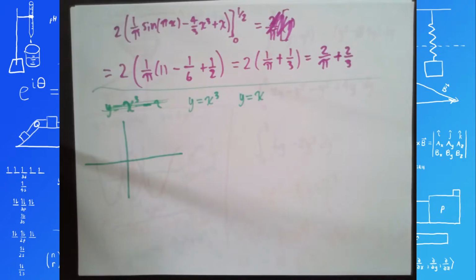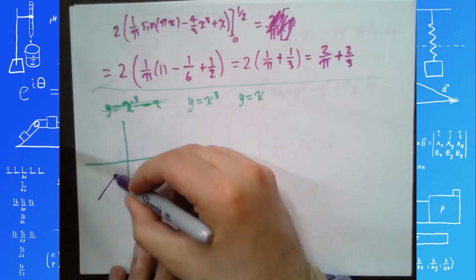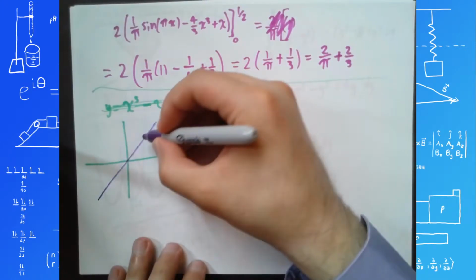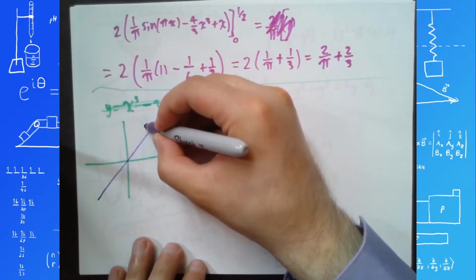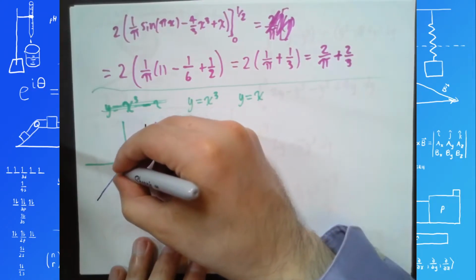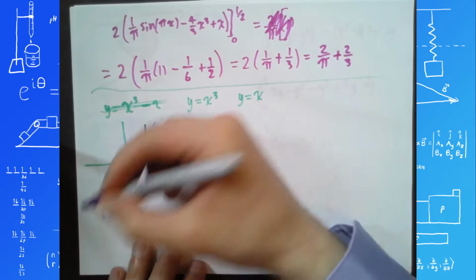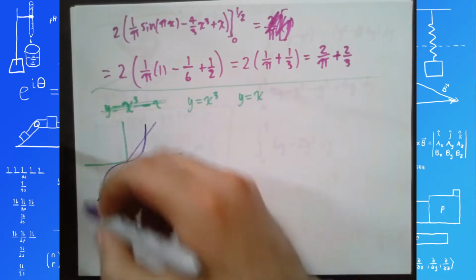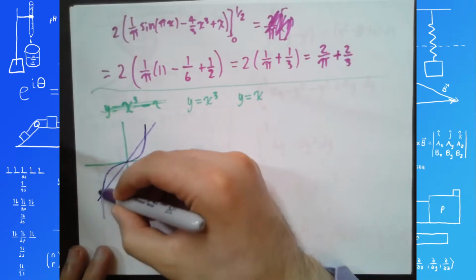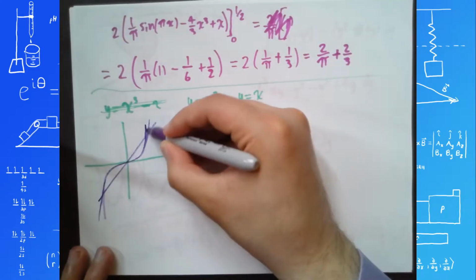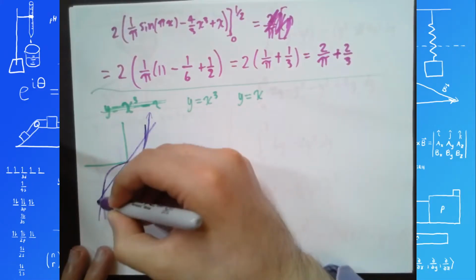Y equals x is easy enough to draw. And y equals x cubed is a classic. We should know how to draw that. And there we have it. Well, I guess I kind of drew that more like a tangent curve. It should slant more to the left and right. Yeah, something like that.